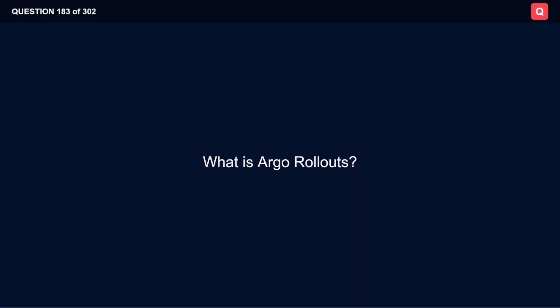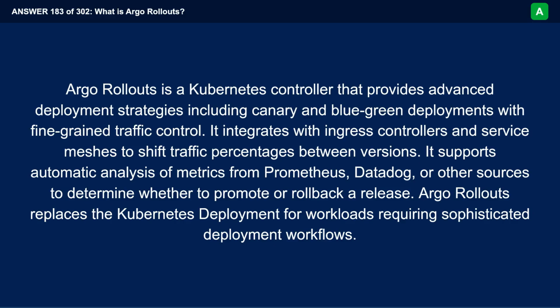What is Argo Rollouts? Argo Rollouts is a Kubernetes controller that provides advanced deployment strategies, including canary and blue-green deployments, with fine-grained traffic control. It integrates with ingress controllers and service meshes to shift traffic percentages between versions.